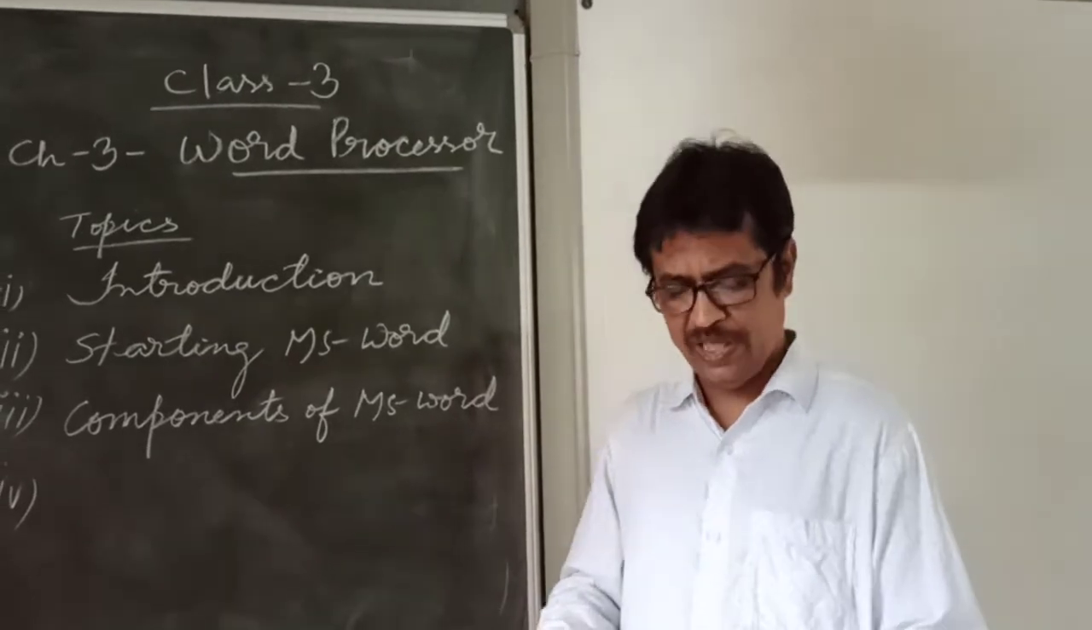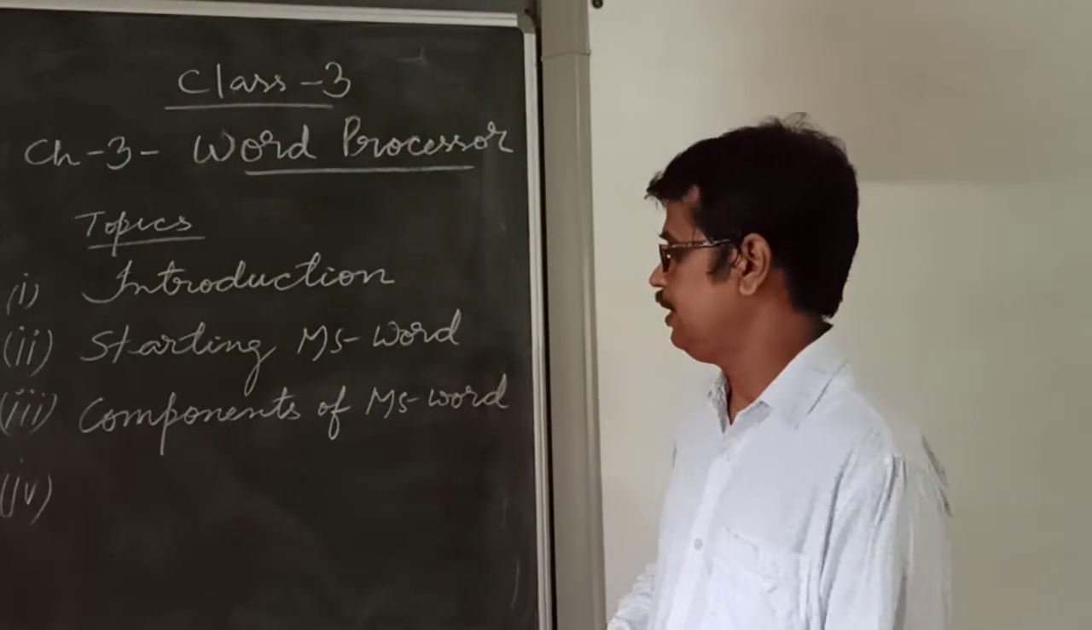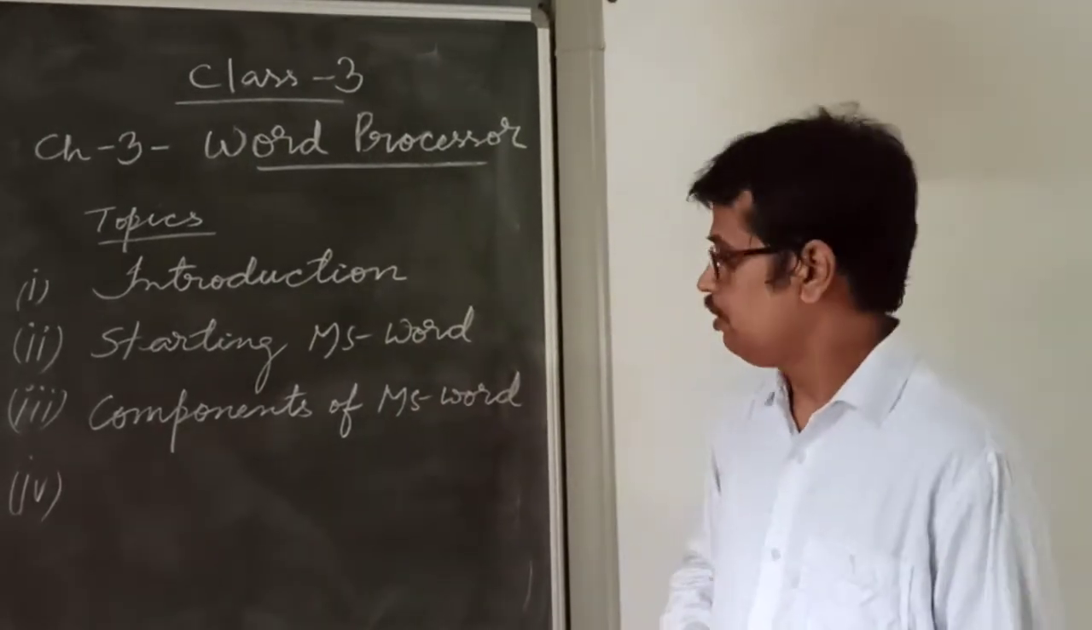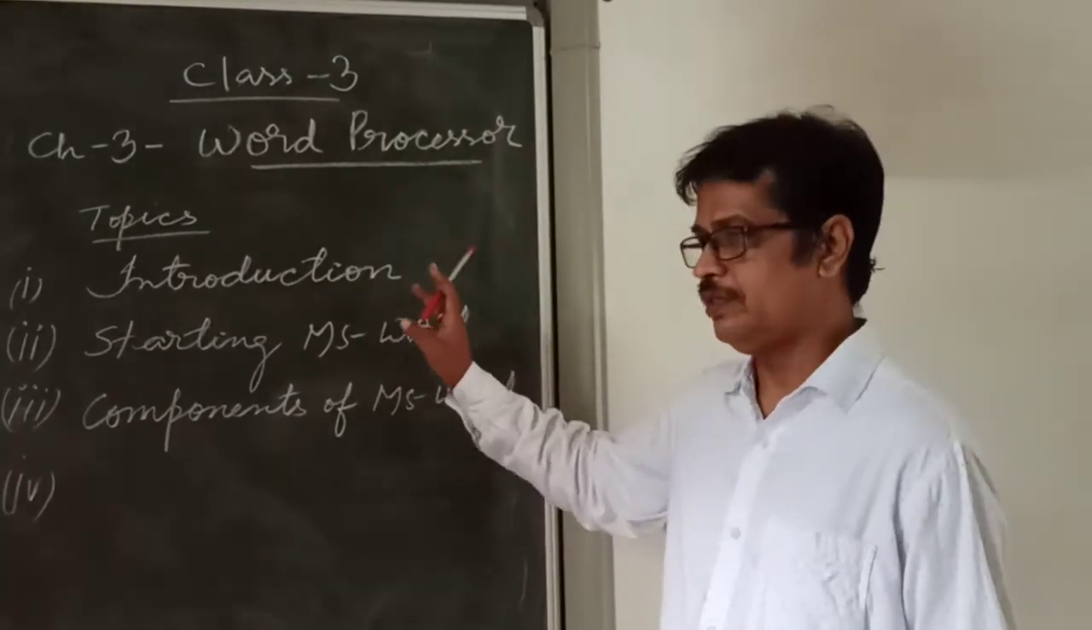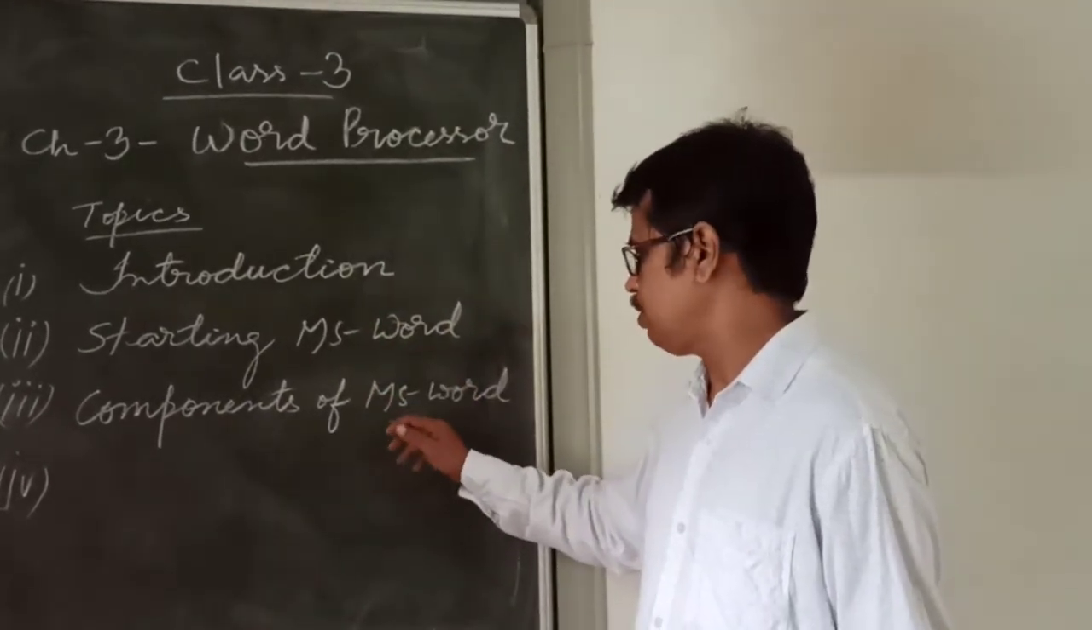So these and many more features are given on page number 32. These are the features given in MS Word. So introduction and features are over, and starting MS Word is over. Now, components of MS Word.